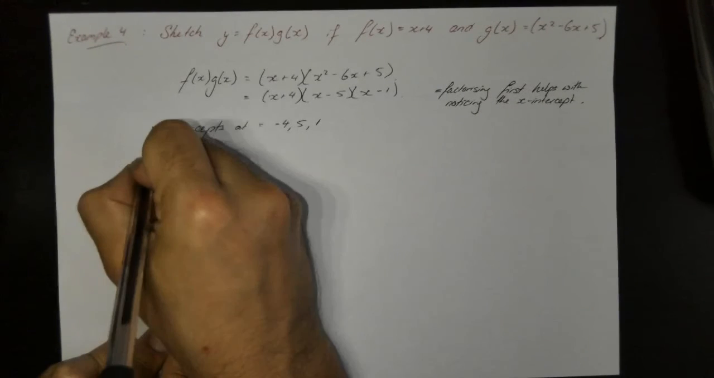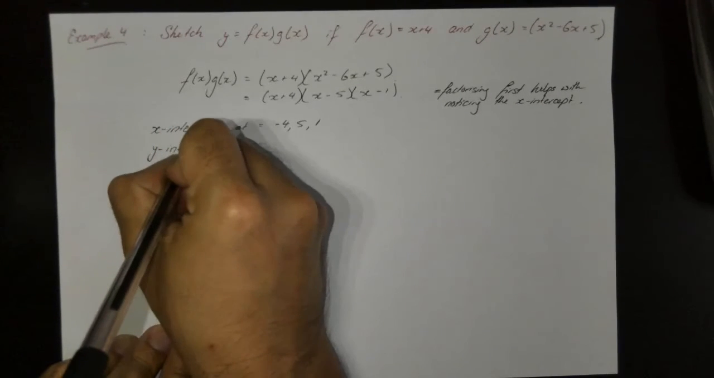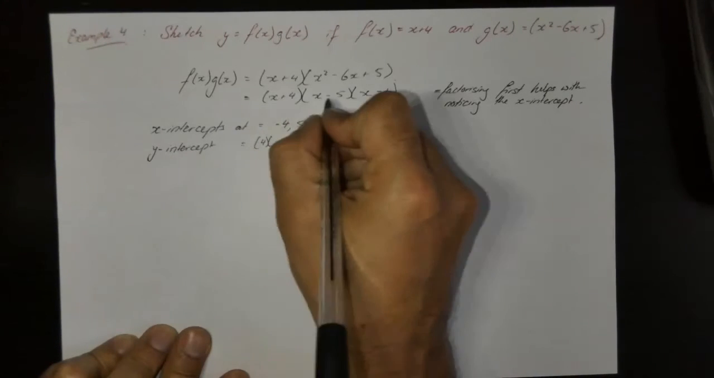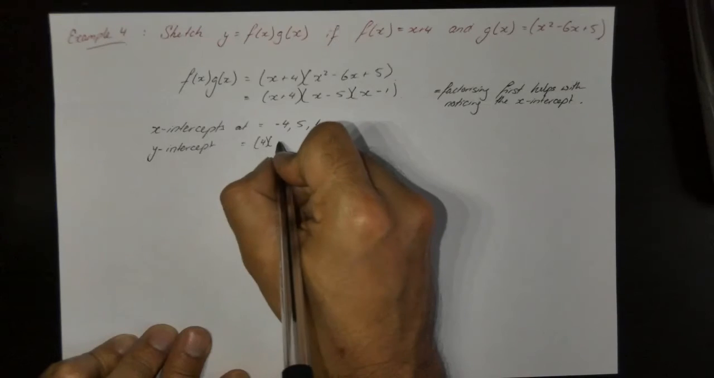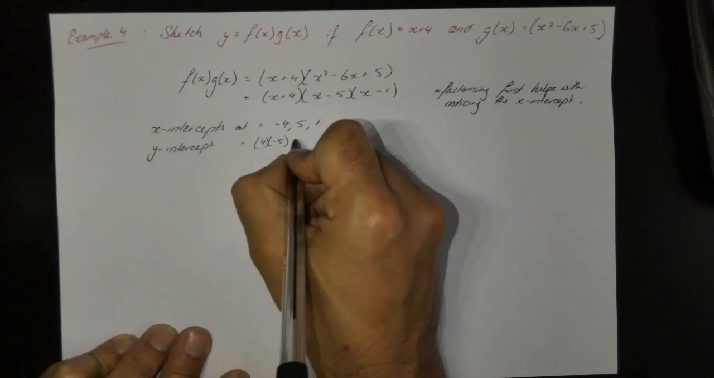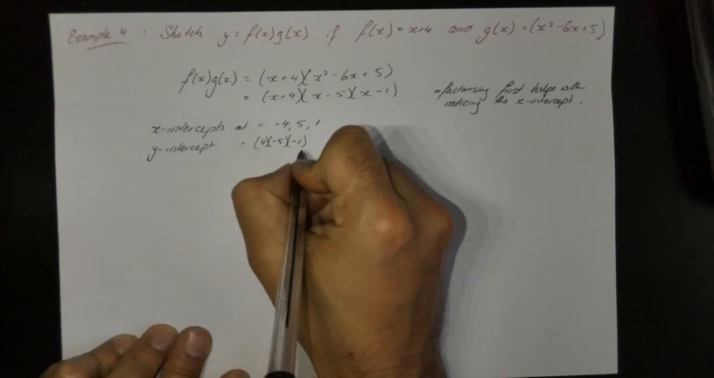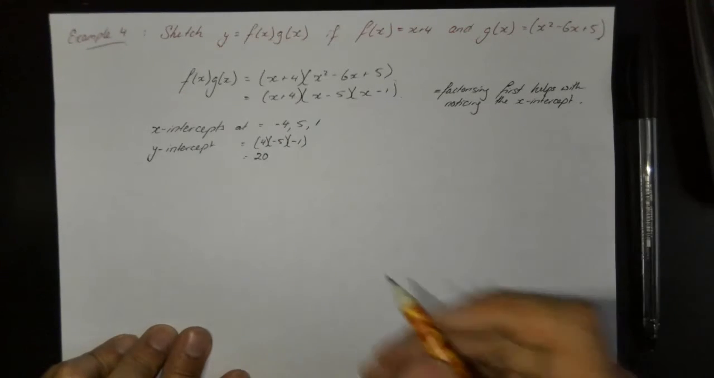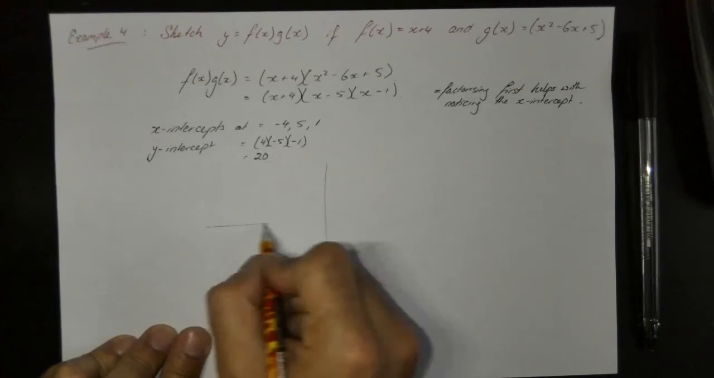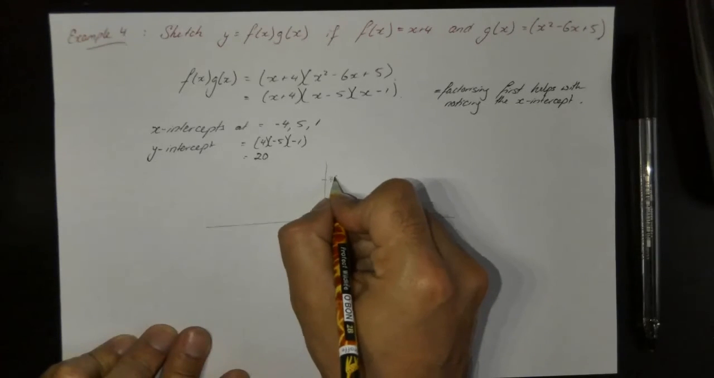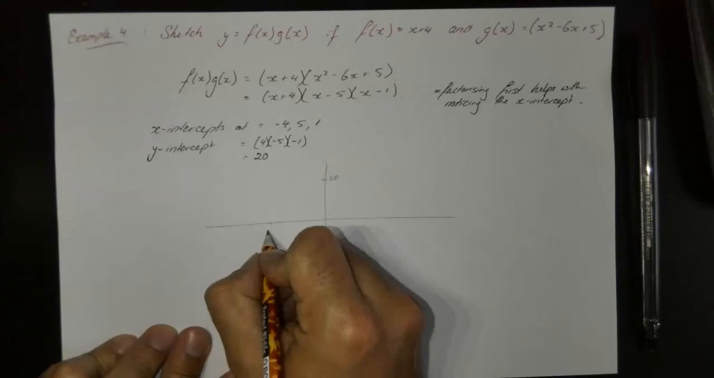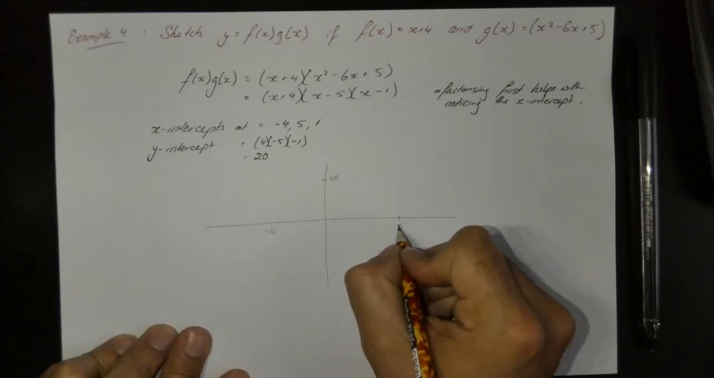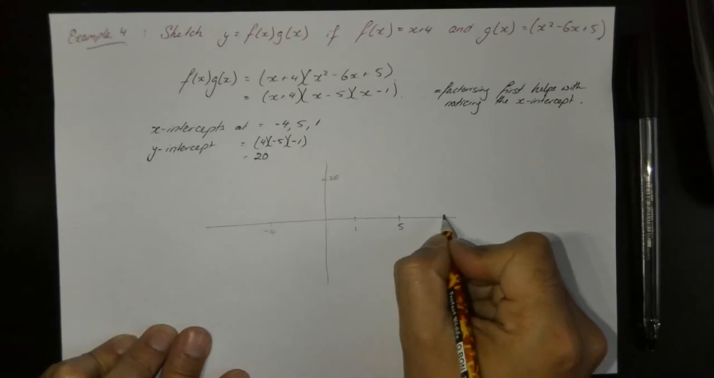Yeah. So our y-intercept happens when x equals 0, so that's 4 times negative 5, so that's negative 20 times negative 1, which is positive, so it equals 20. Okay, so what we get, we've got something here at 20, negative 4, we've got 5, and we've got 1.